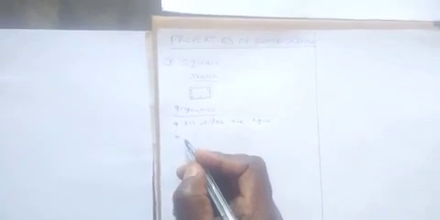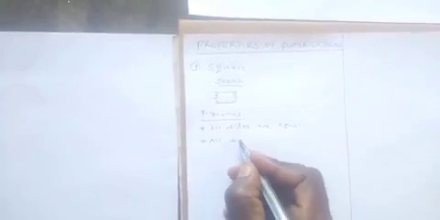The first property is all sides are equal. That's the first property we have to take note of. The second property we have to take note of: all angles are equal. That is the second property we have to take note of.